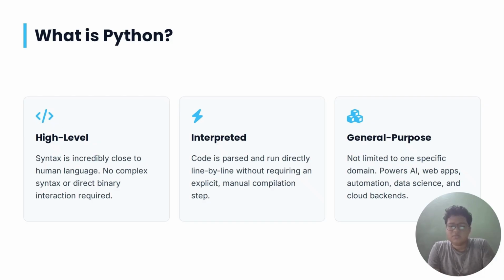General purpose, not limited to one specific domain. Python is used everywhere, not only in one field or one domain. First is AI, one domain. Second is web apps. Third is automation. Fourth is data science. Fifth is cloud backends, and everywhere, everywhere. Wherever you are seeing coding, there is a scope for Python.